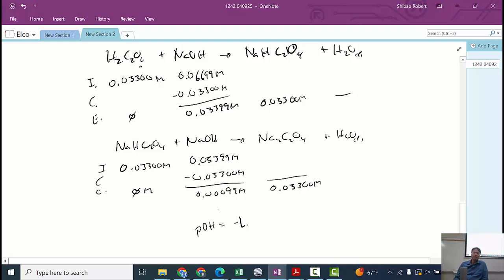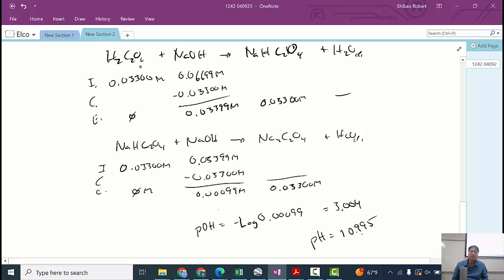The pOH is going to be the negative log of the hydroxide, which is going to be 0.00099. So what does that come out to? 0.00099 log. It comes out to 3.004, which means the pH is going to be 14 minus that, which is going to be 10.995.